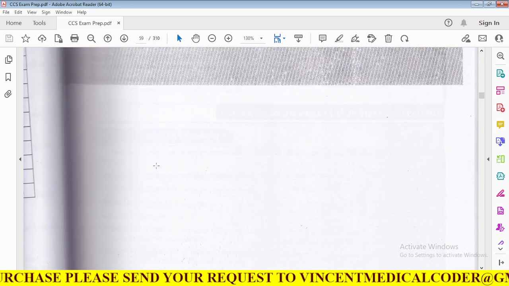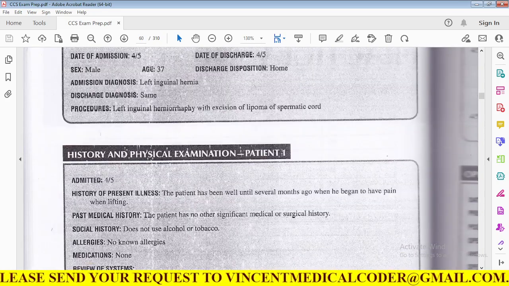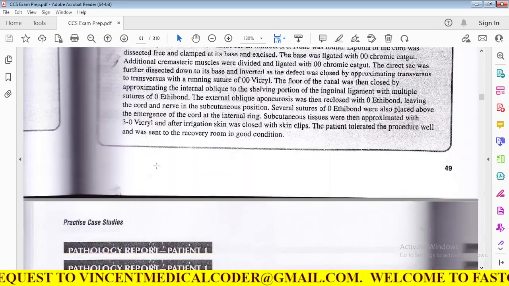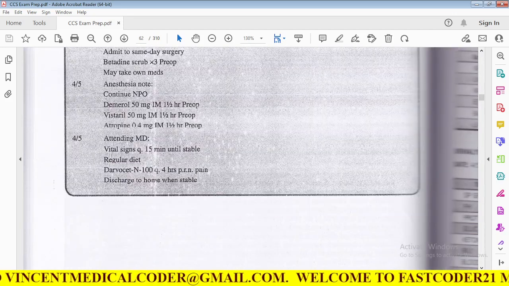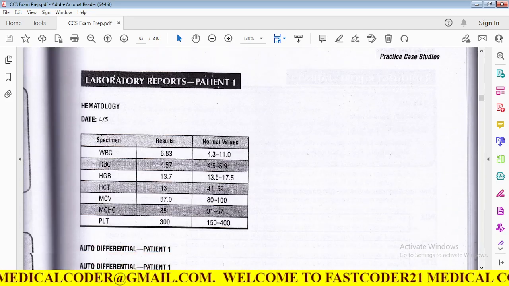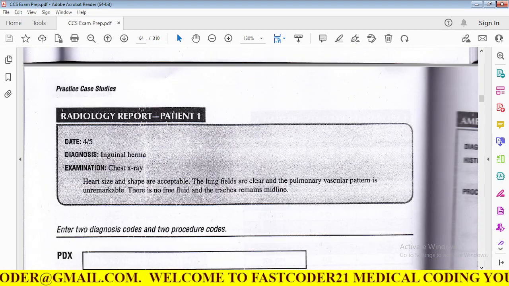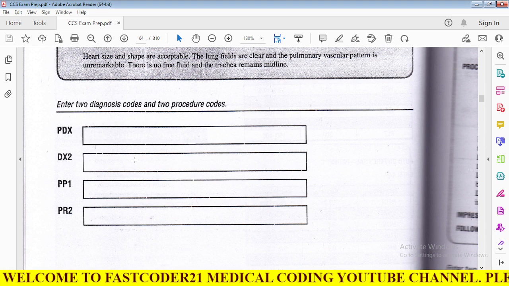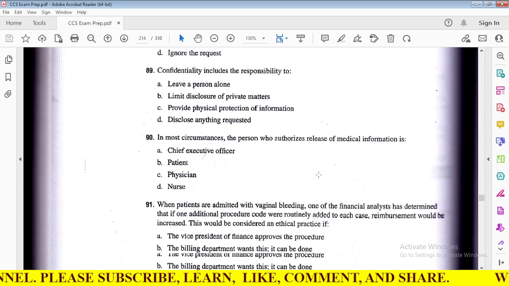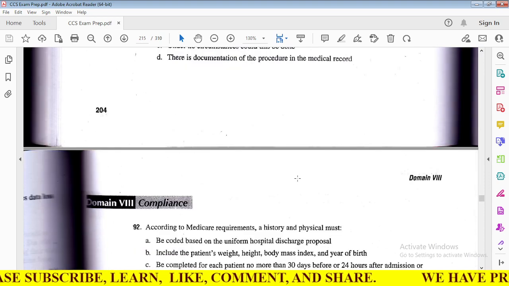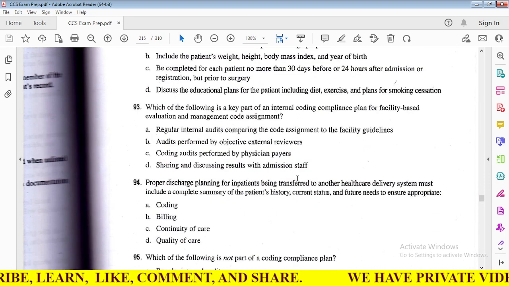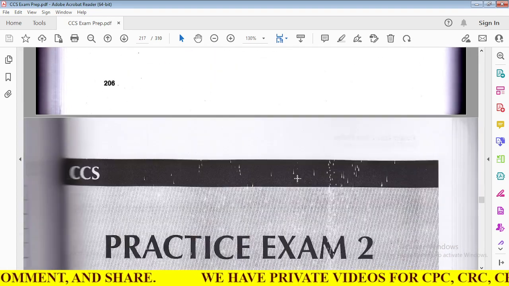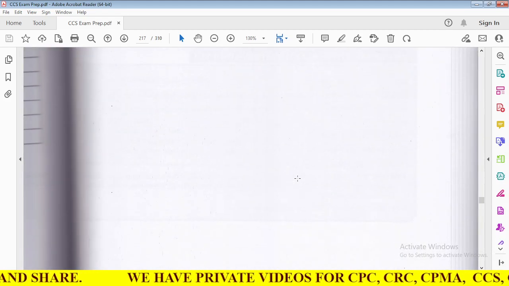Now we have practice case studies. Using these case studies, you need to write the answers. These are practice only, so that you get a good understanding of how to follow the original CCS exam. See here, you have the laboratory and radiology report, and in these boxes you need to write the answers. And here you have a few more questions and answers, objective type, all these things. These are the questions on compliance. Here you need to write the answers and later you can check using this practice exam case studies.